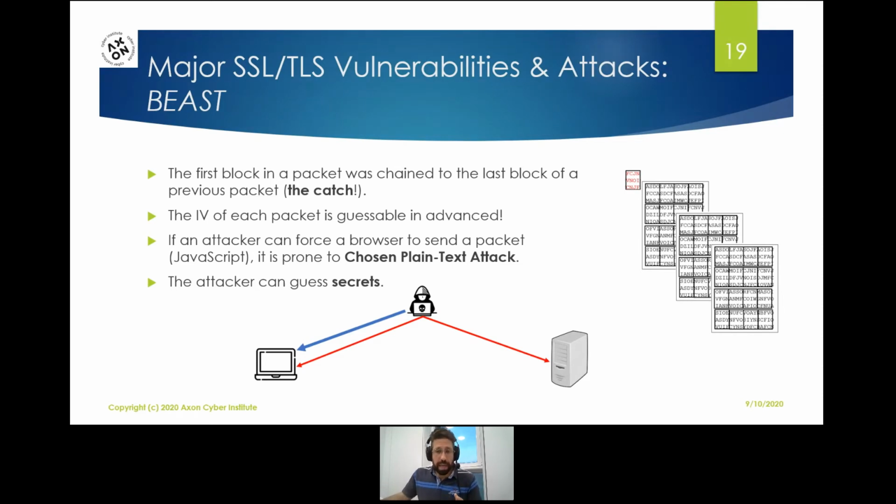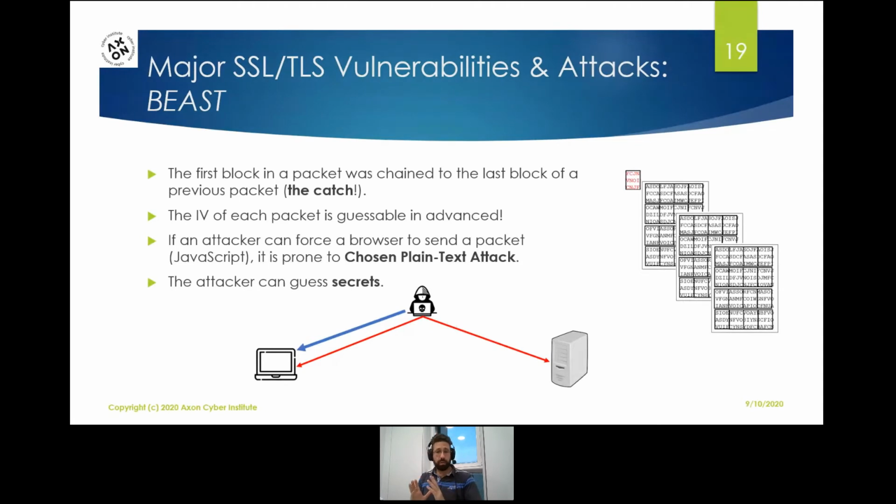Since each packet is separate, a hacker who has control of the browser with a certain JavaScript can forge certain packets, and he would know what the IV of his own packet is. His IV is going to be the last block of the previously sent packet. Because of that, he can start sending packets with certain words that he knows, and they would be encrypted with the key that is in the SSL. He does not have access to the key, but he would have access to the encrypted version of his packet.